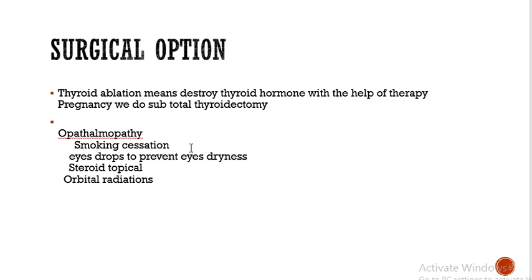So for the eyes we will do what? We ask the patient to quit smoking, and use eye drops just to prevent eye dryness, and we ask the patient to use topical steroids on the eyes and orbital radiation just to avoid the eye condition. So that's all about hyperthyroidism and the causes of hyperthyroidism.